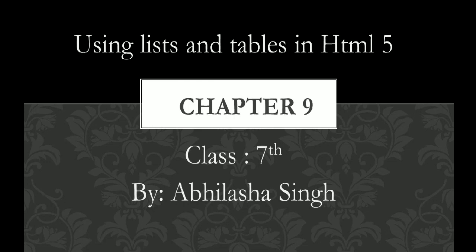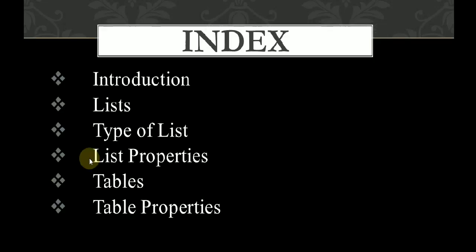I am Abhilasha Singh and today I am going to start chapter 9 of class 7, that is using list and keyword in HTML5. So here are the contents of this chapter. In this chapter we will cover these headings: list, types of list, list properties, tables, table properties, and the last, the assignment question that you have to do on your own.